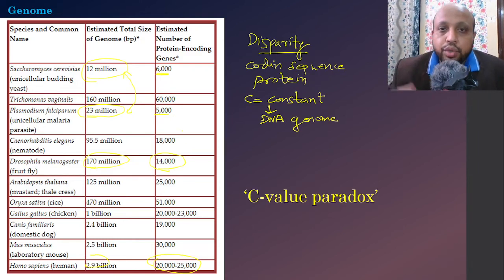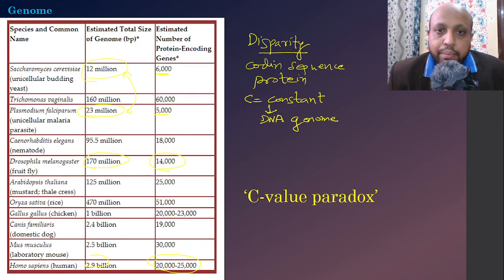For example, if you take a human cell and a yeast cell, yeast being a unicellular organism, there are 12,000 genes, but in humans there are roughly 22,000 genes. It doesn't make sense when looking at the complexity of the organism, and that's what is called the C-value paradox.